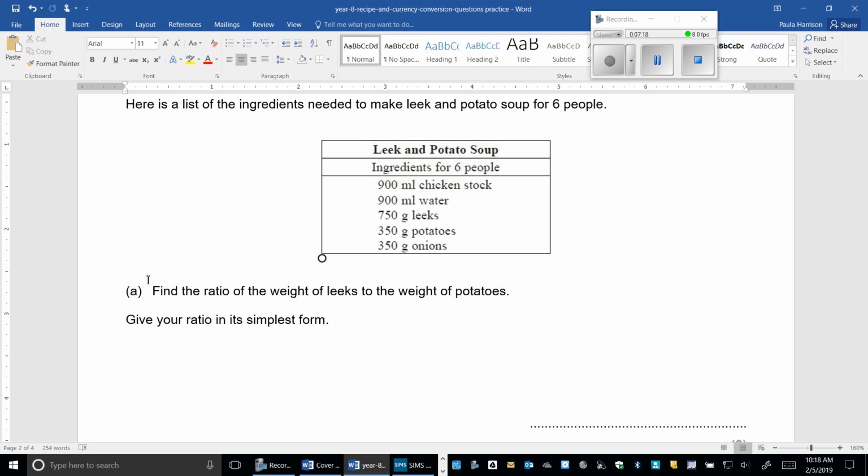So is it like a real recipe? I don't know, I guess so.